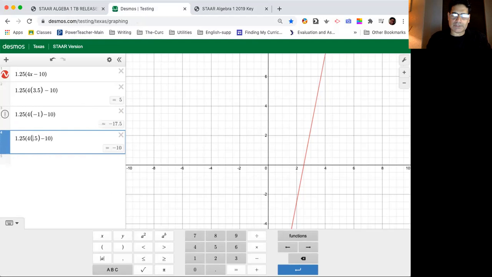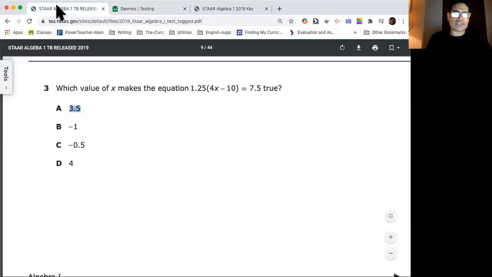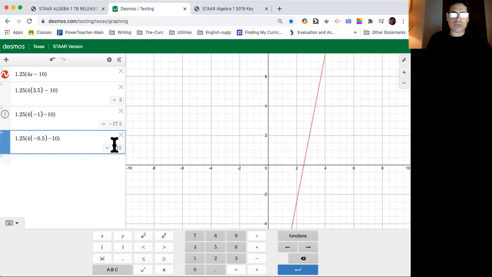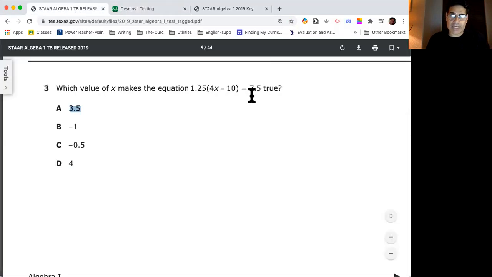And I'm going to put 0, is it -0.5? I want to double check that. And I said, yes, -0.5, and does that make it true? No, it's not true. Okay, well, now we're down to our last one. We hope that that's going to be the one that's going to make the statement true. It's going to equal to that.